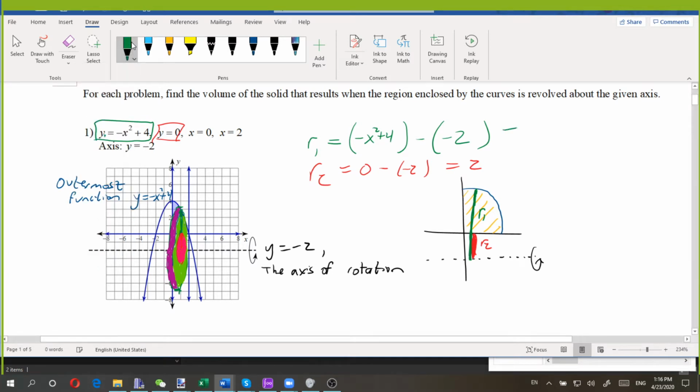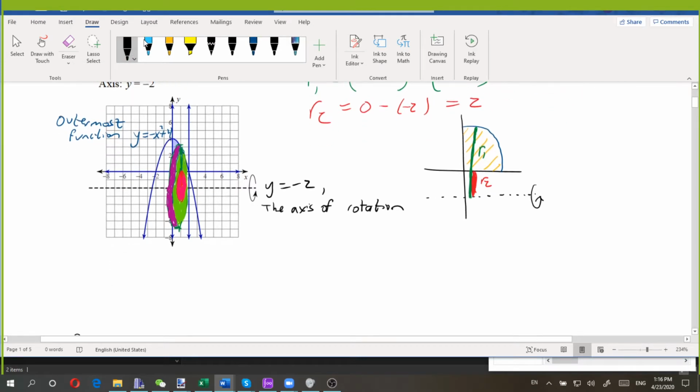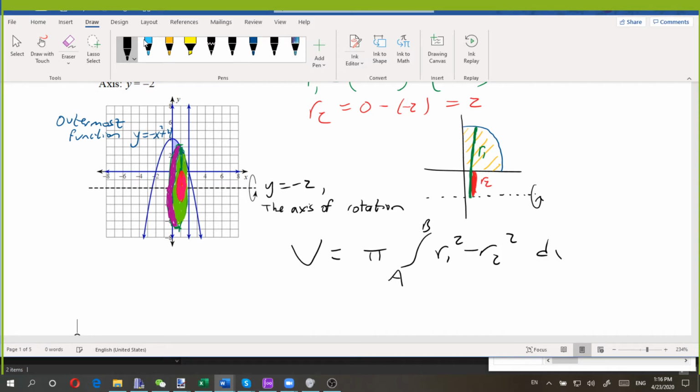Let's simplify this green one over here. This is negative x squared plus 4 plus 2, which is negative x squared plus 6 total for R1. Okay, so I'm going to plug that into our formula. Our formula is volume equals pi times the integral from a start point to an end point of R1 squared minus R2 squared dx. So I'm going to jump over to Eric next.